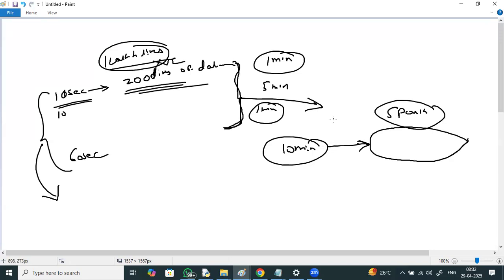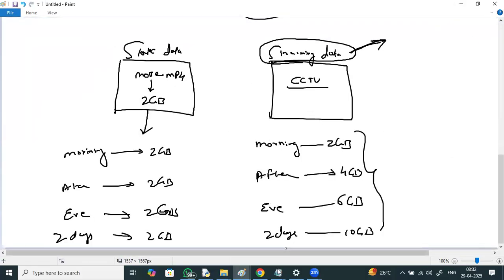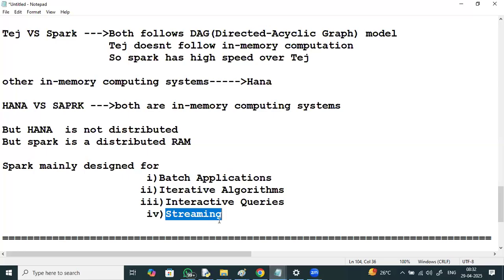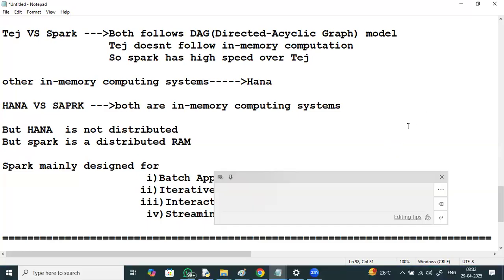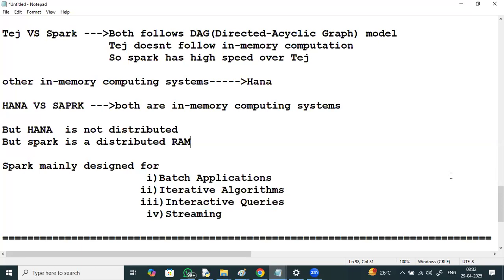If huge data is getting generated every 1 minute, like lakhs of records are being generated, then at the same rate of speed the data has to be processed and we need to get the results. So that's what I was saying: Spark is mainly designed for streaming, batch and micro-batch applications.